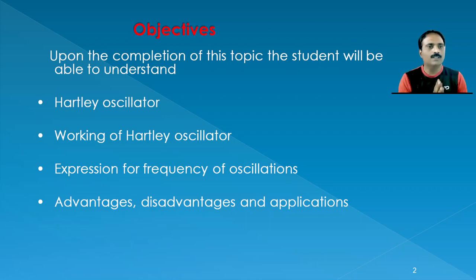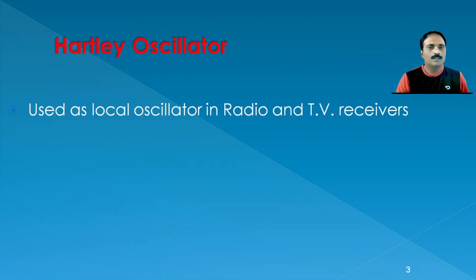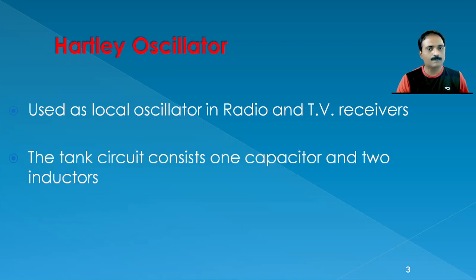After the completion, the learner will understand the Hartley oscillator, its working, and also the expression for the frequency of oscillations, the advantages, disadvantages and applications. Majorly, these Hartley oscillators are used as local oscillators in radio and TV receivers. Here the tank circuit consists of one capacitor and two inductors, and these two inductors are coupled inductively, just like an auto transformer.